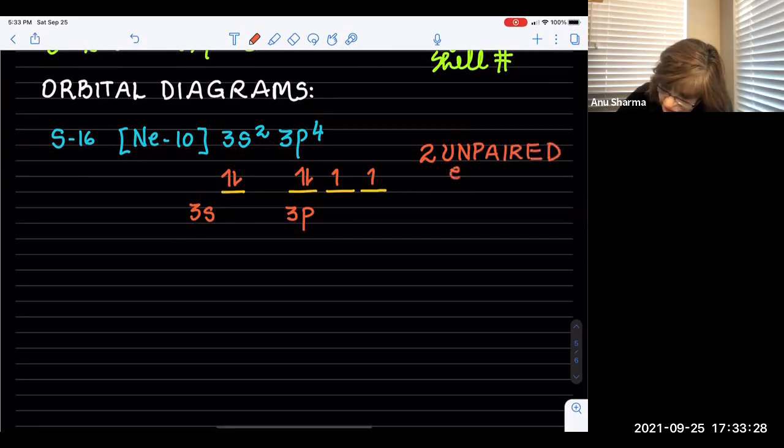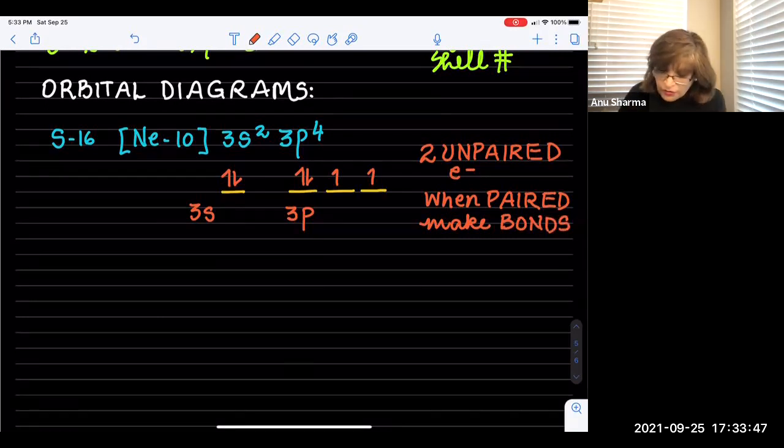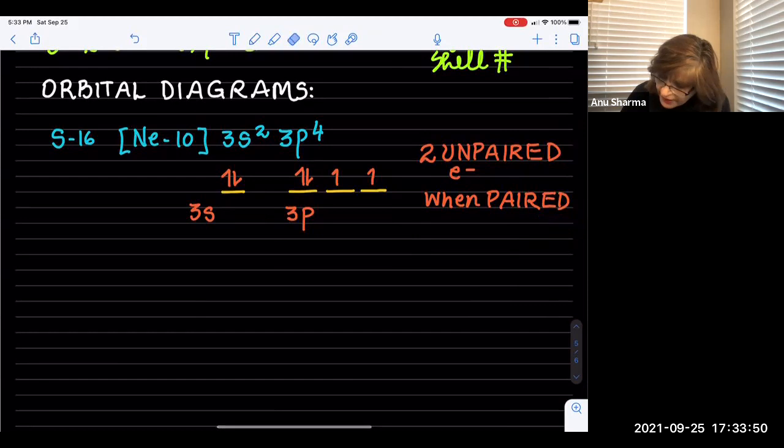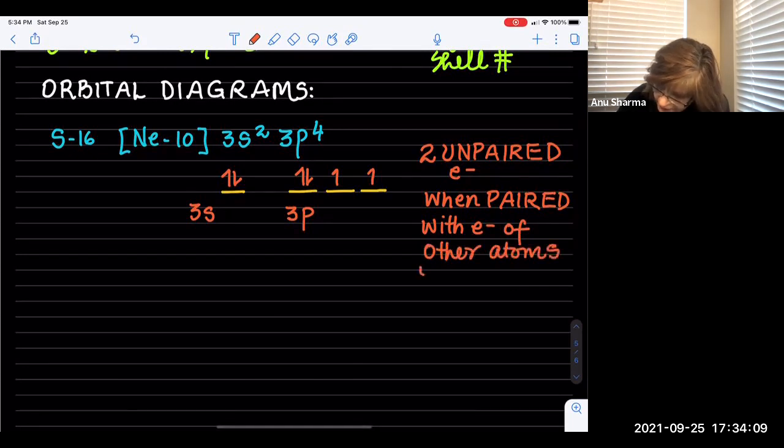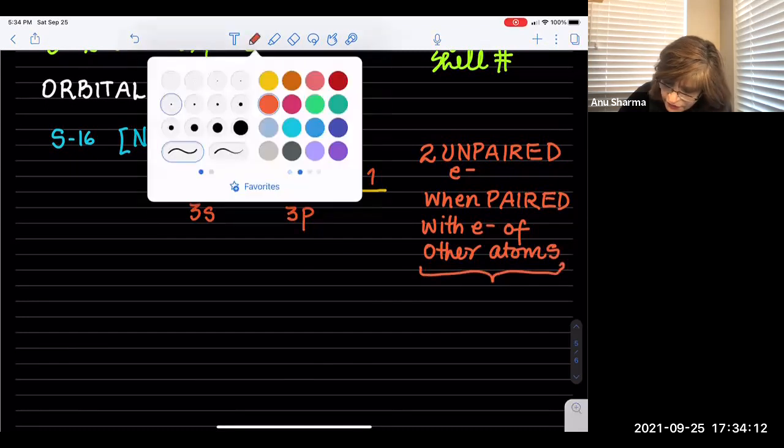So two unpaired electrons, when paired, make bonds. Obviously not with each other. Let's make this clear: when paired with electrons of other atoms, then the bonding occurs. That phenomenon is called bonding.